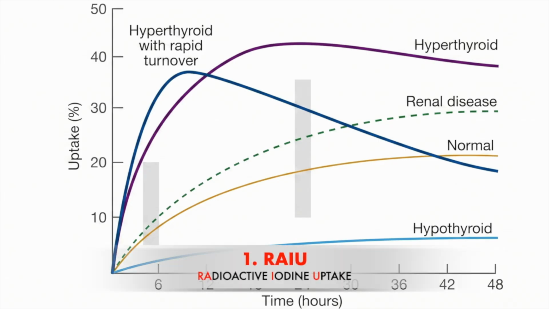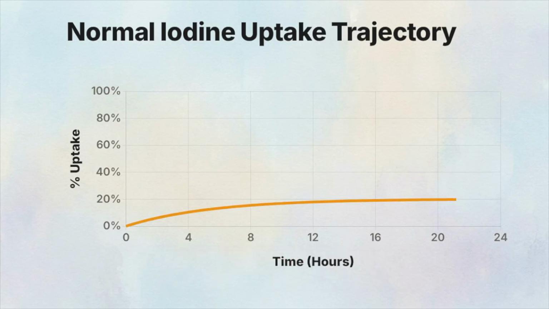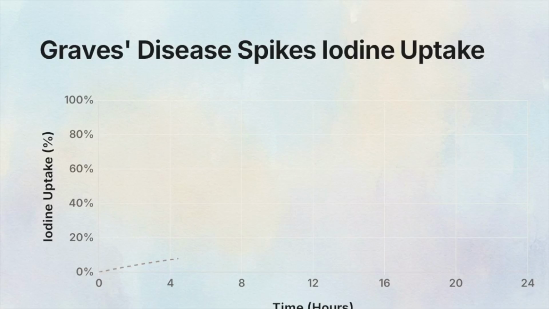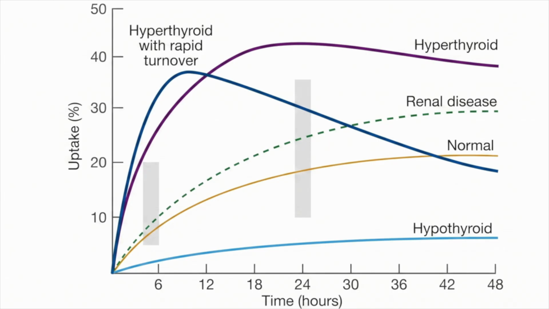This graph illustrates the radioactive iodine uptake, or RAIU test, which measures global iodine metabolism. A normal subject shows a gradual rise, plateauing between 10 to 30% at the 24-hour mark. These RAIU percentages are a critical variable in Marinelli's formula, used to calculate individualized therapeutic doses of iodine-131. In Graves' disease, or diffuse toxic goiter, the gland exhibits highly elevated rapid uptake, frequently spiking to 50 or 80%. Conversely, conditions like subacute thyroiditis or fictitious thyrotoxicosis present with markedly suppressed or completely absent uptake.